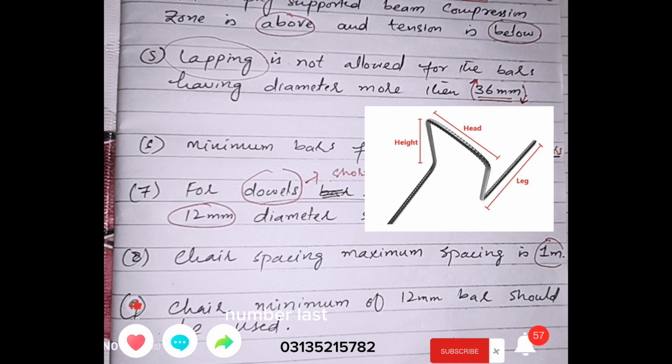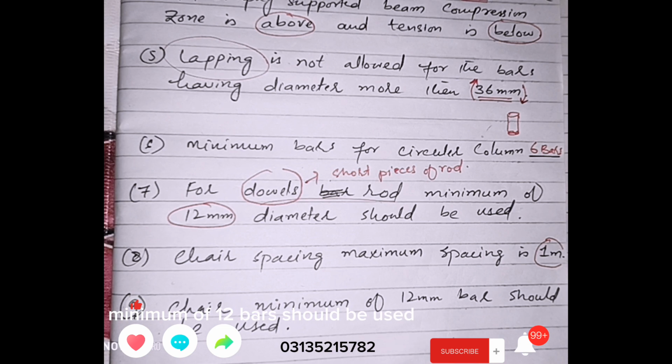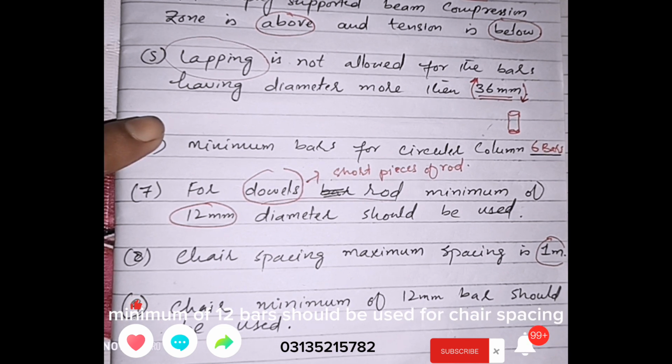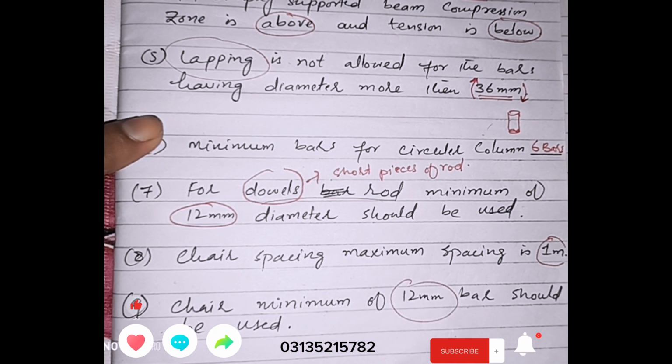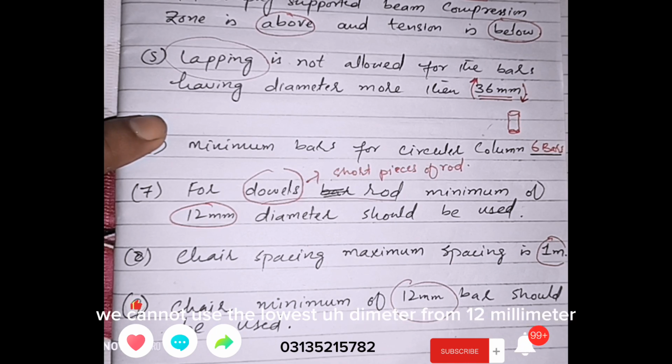Number last one is chair bars, a minimum of 12 millimeter should be used. For chair spacing, a chair bar should be 12 millimeter. We cannot use a diameter lower than 12 millimeter.